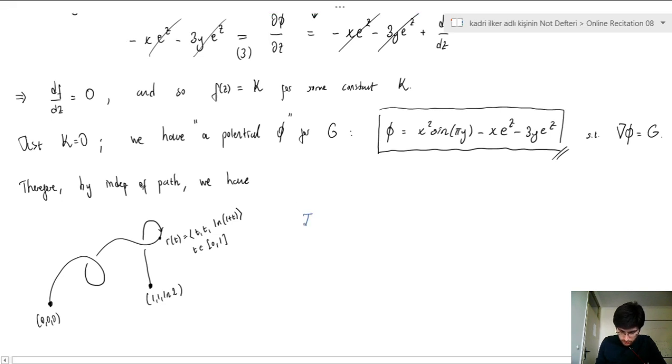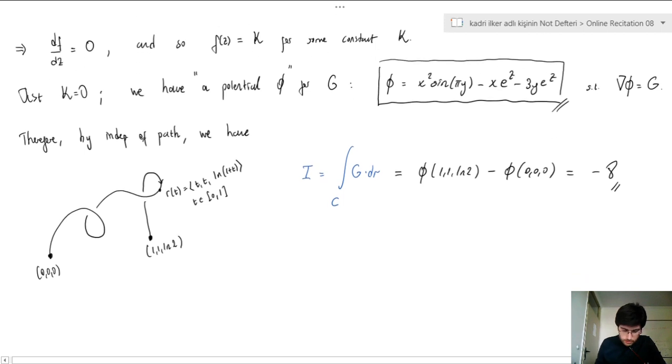the blue one, is just the integral of this vector field G along the curve C. Now by using this independence of path, this is just phi of the endpoint 1, 1, ln 2 minus phi of the initial point, just like the fundamental theorem of calculus. Then you just compute and this turns out to be minus 8. Fine, but this is just one part of the story. Remember, just go back.